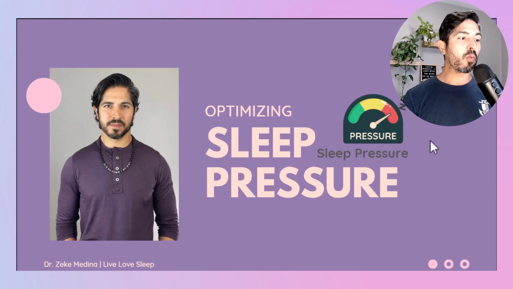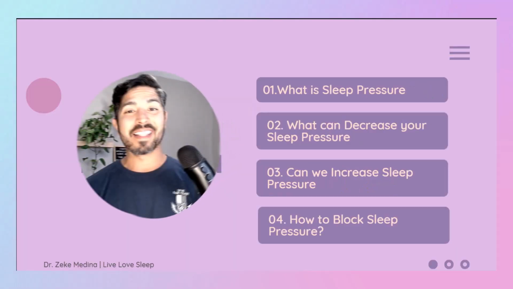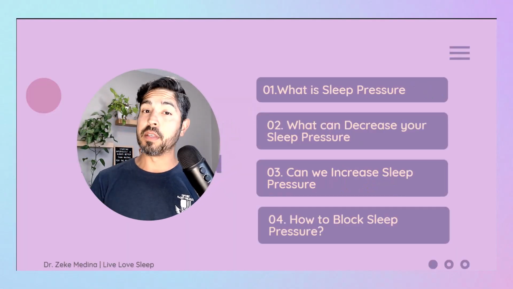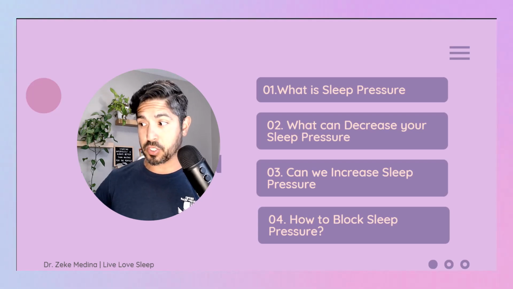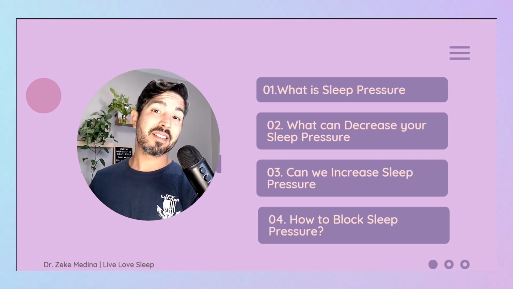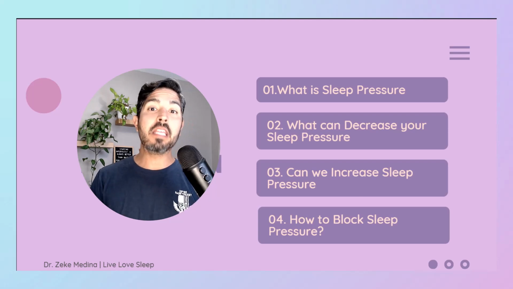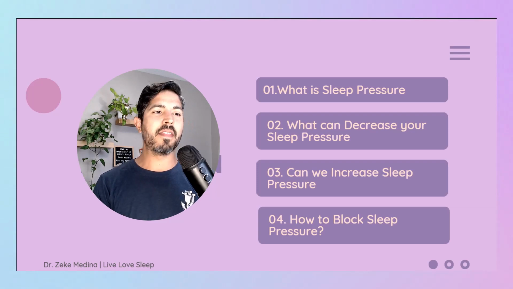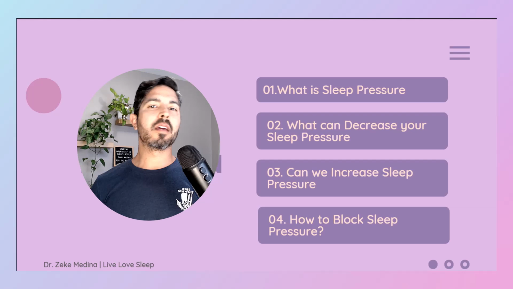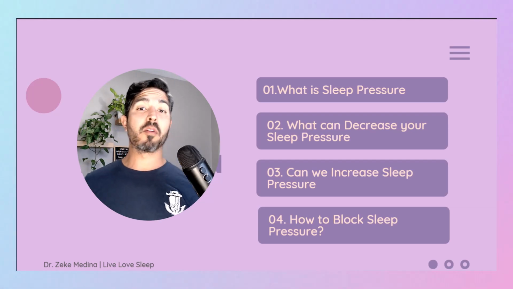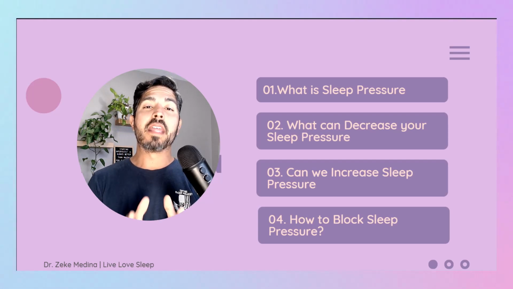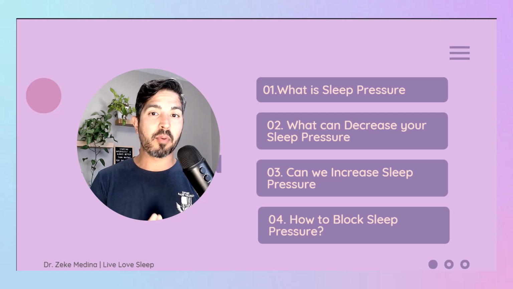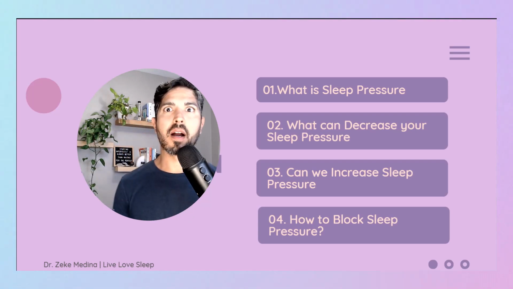So, today what we're going to go over is what exactly is sleep pressure? We're going to talk about what can decrease your amount of sleep pressure, which can make it harder for you to fall asleep and stay asleep. And then what can we do to increase sleep pressure? And then also, are there any chemicals or environmental factors that can decrease our sleep pressure or basically block it?